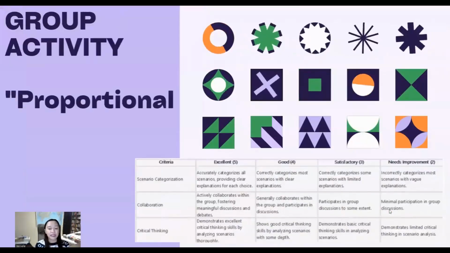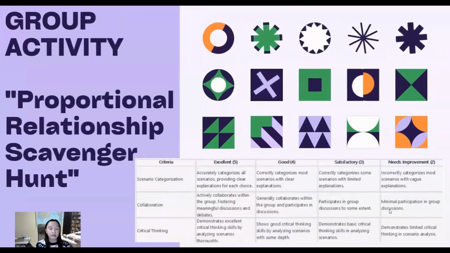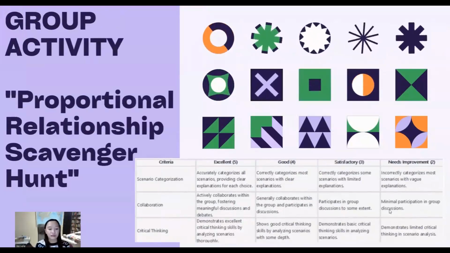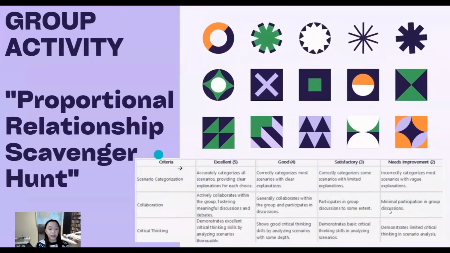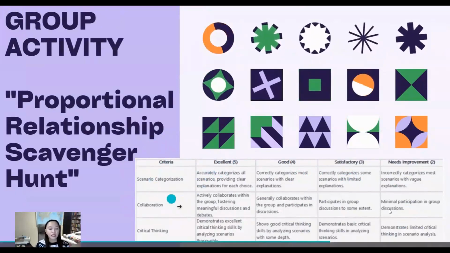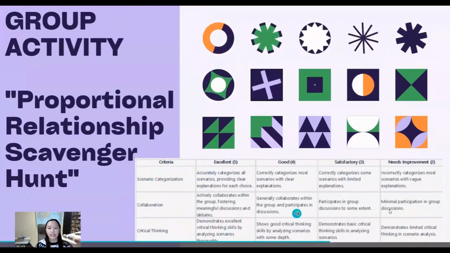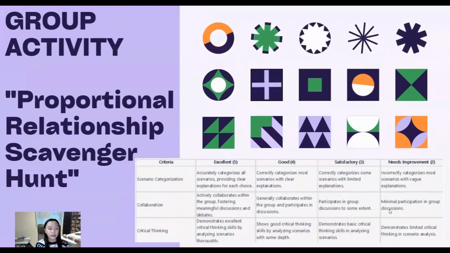All right, so let's have a group activity. So here's our activity for today. We will have a proportional relationship scavenger hunt, and this is our rubrics for today. It will fall in three criteria. The first one is scenario categorization. Second one is collaboration and critical thinking. I'll be giving out the copy of your rubrics. In that way, we will grade it 50% from you guys. You will be rating the other group, and the 50% will be coming from me.